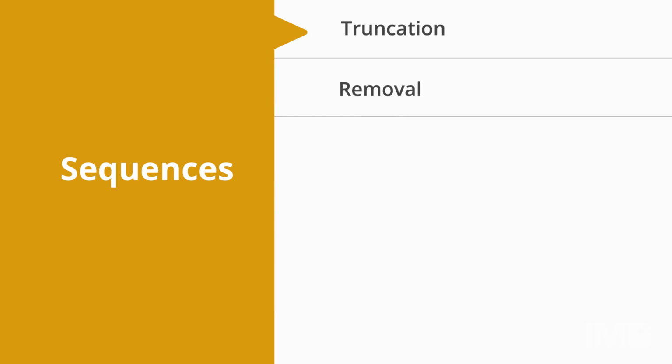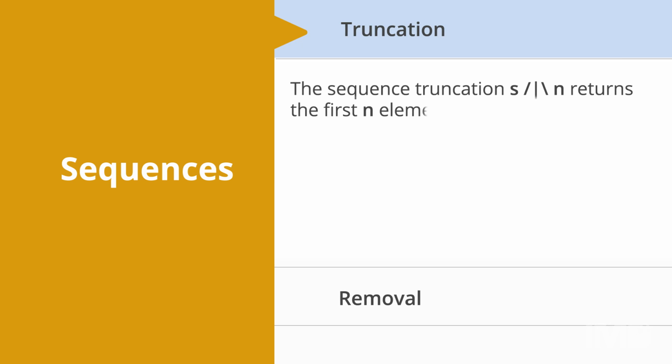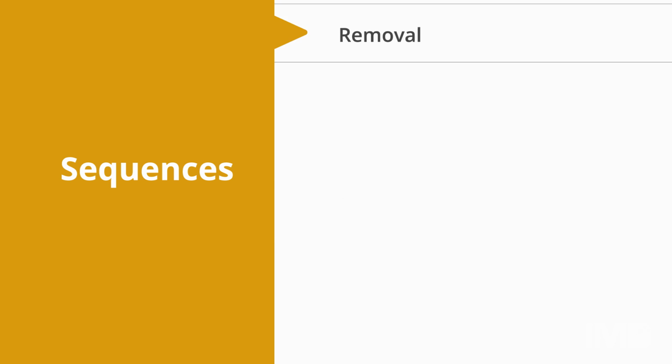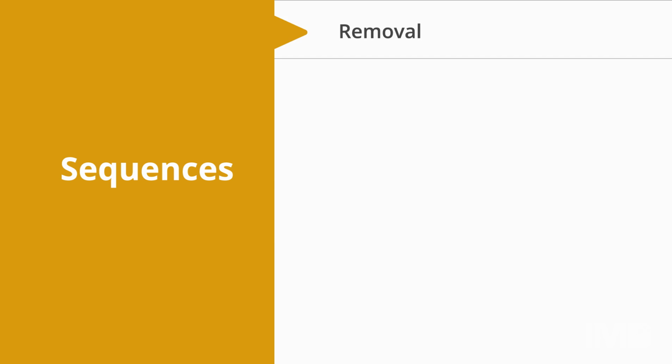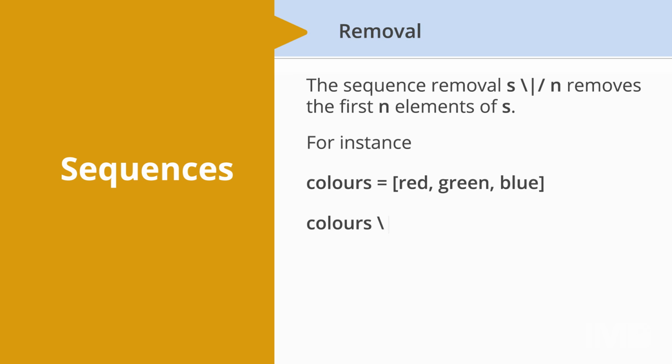Next, we have the sequence truncation. This function returns the first n elements of S. For instance, if we get colors and we get the first two elements, we have the sequence red and green. On the other hand, the sequence removal removes the first n elements of S. For instance, if we remove the first two elements of colors, we get the sequence blue.